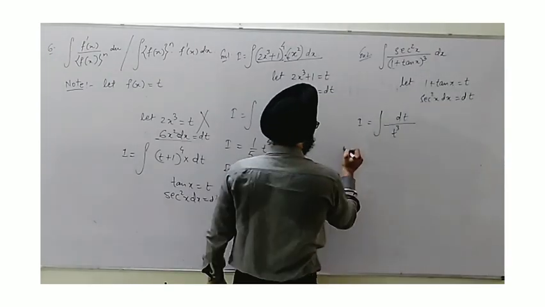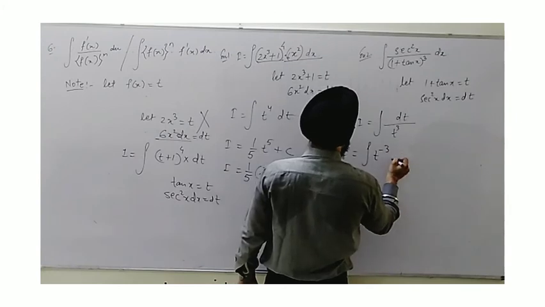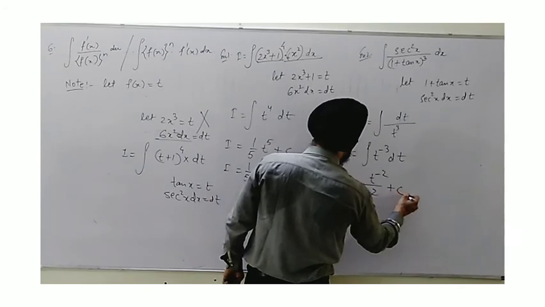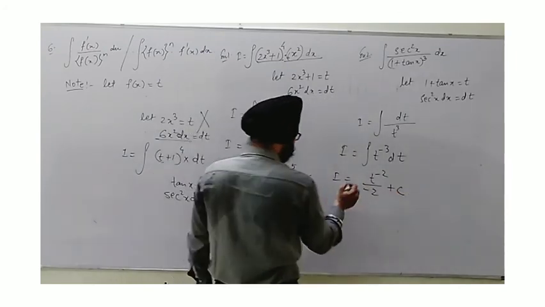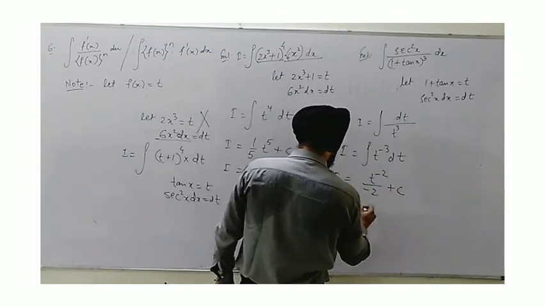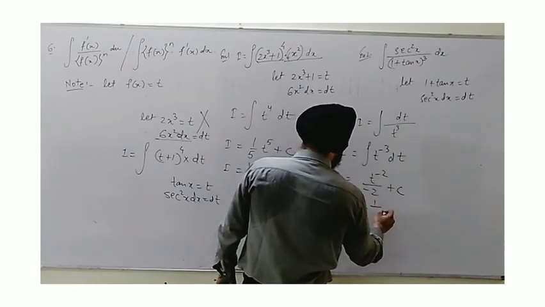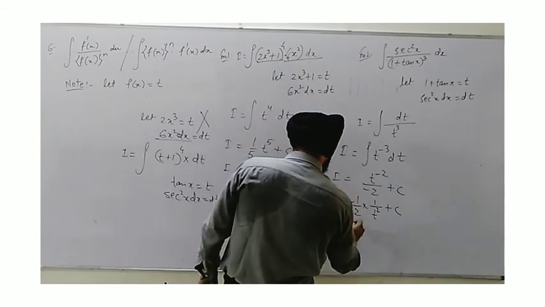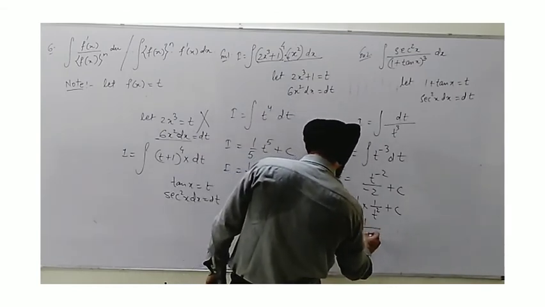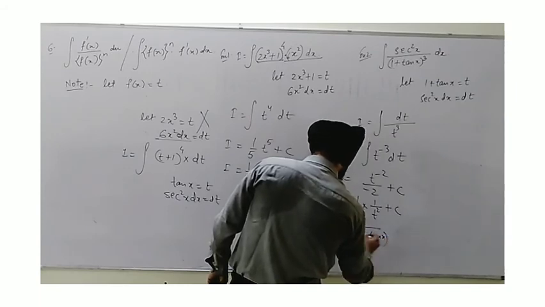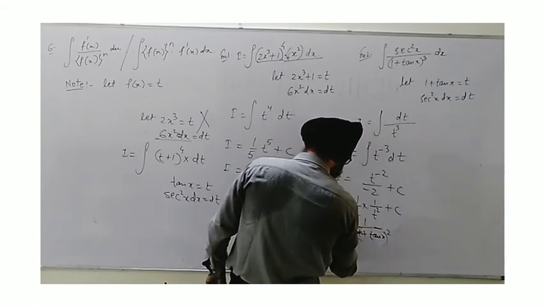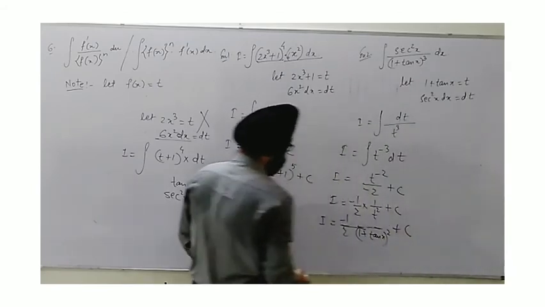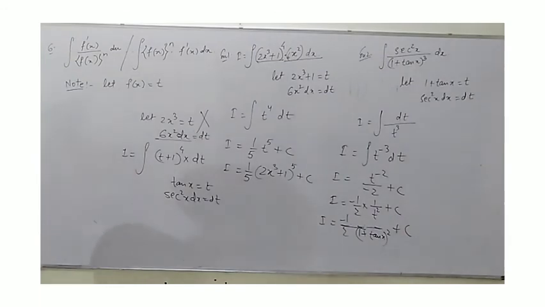This is the fundamental pattern. I can be written as integration of t raised to the power minus 3 dt. Operating, we get t raised to the power minus 2 upon minus 2 plus c. This way, we can write minus 1 upon 2 into 1 upon t square plus c. Replacing t by its value, I is minus 1 upon 2 into 1 upon 1 plus tan x whole square. This also can be written in 1 only, plus c. The purpose is over. This is the integration.